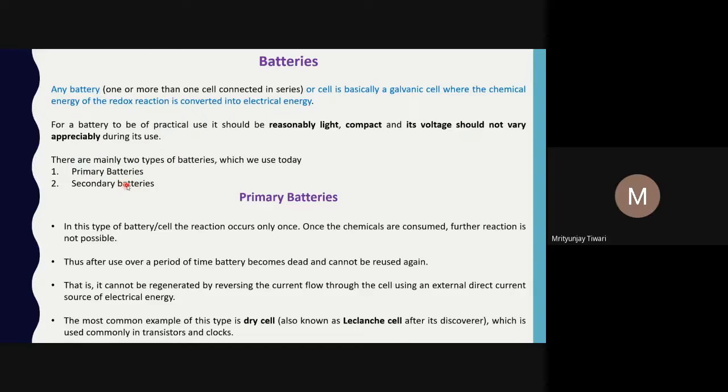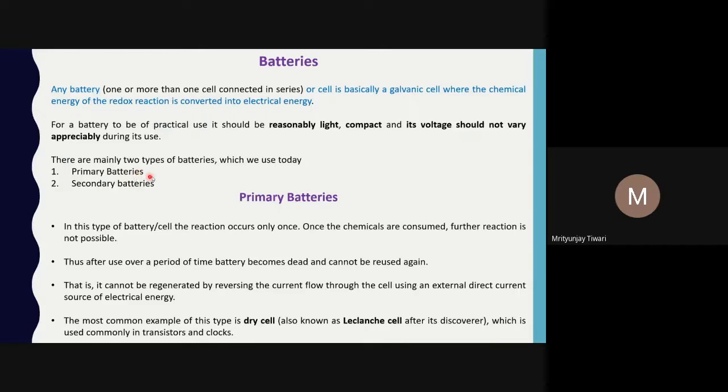So there are primarily two types of battery, the primary battery and the secondary battery. Primary batteries means just simply a use and throw type of battery. You take electricity, use this at once, and once it is totally exhausted, you have to throw this battery.